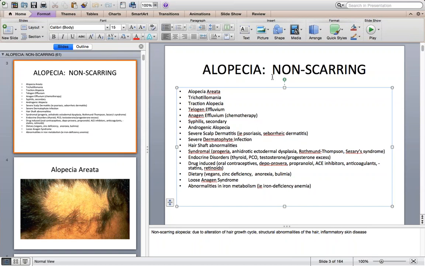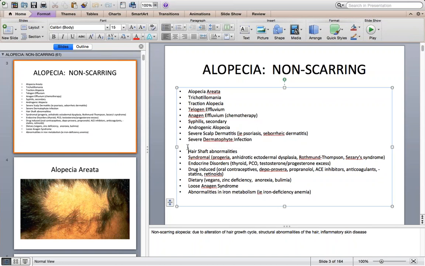This is rare to see alopecia with psoriasis or seborrheic dermatitis. That would be very, very severe to cause hair loss. I've never seen that. And then in severe dermatophytic infections, where the fungus penetrates the hair follicle, you could definitely see hair loss. And then the hair shaft abnormality is where the hair breaks off at the root or just above the root, and it's not a form of alopecia per se, it's rather a form of hair breakage.